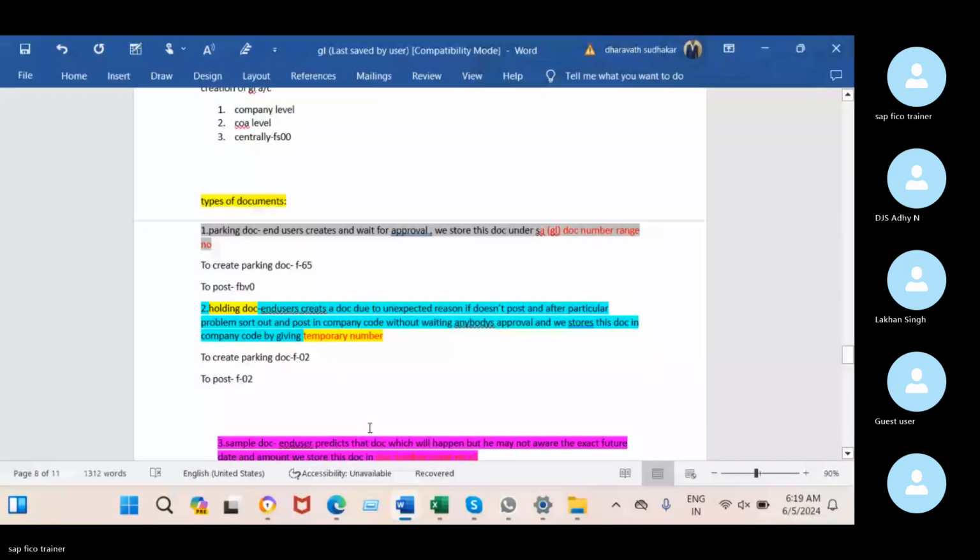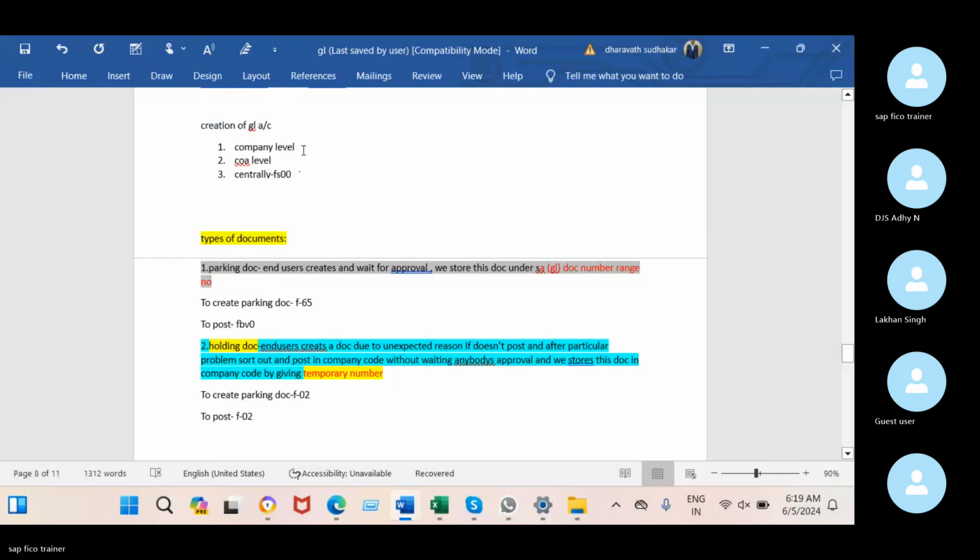Next, guys, here we can create a GL account at company code level or at chart of accounts level. If you create it at company code level, you cannot control the name. If you create it at chart of accounts level, you cannot control it either. So that is the reason we'll go with the central approach. While we make the configuration, you will get a better understanding of this. Don't get confused right now.